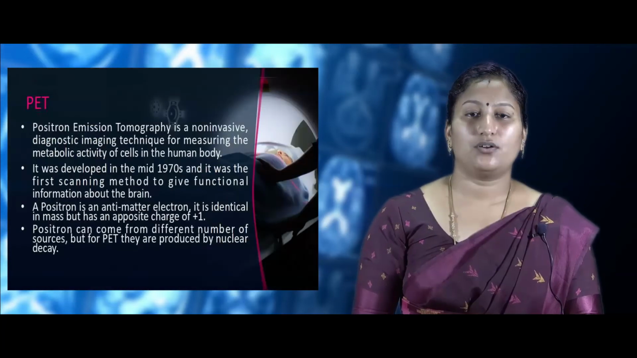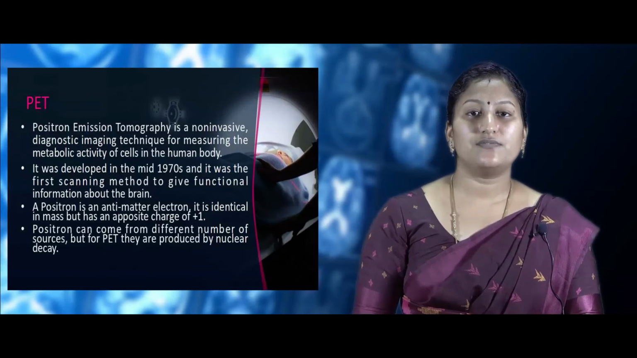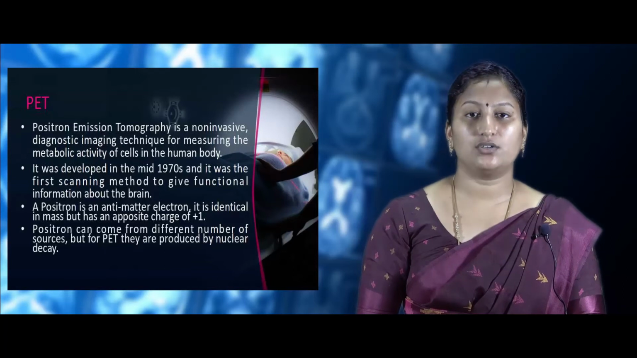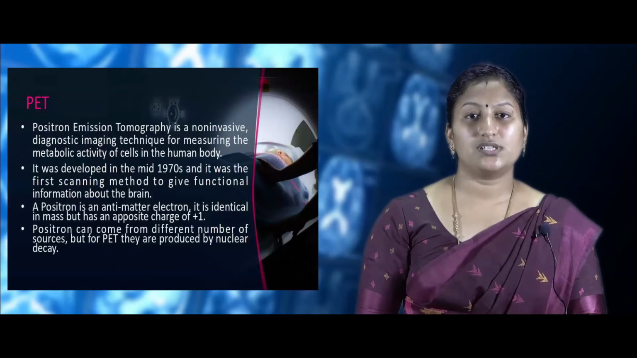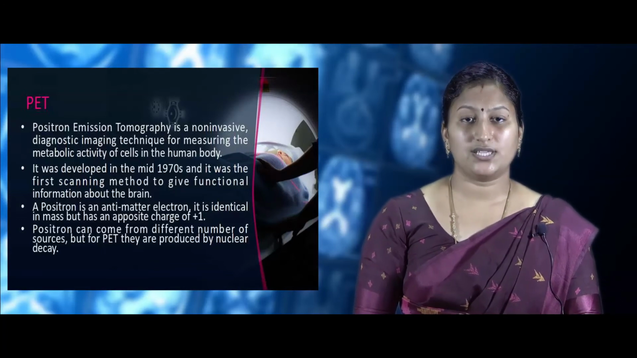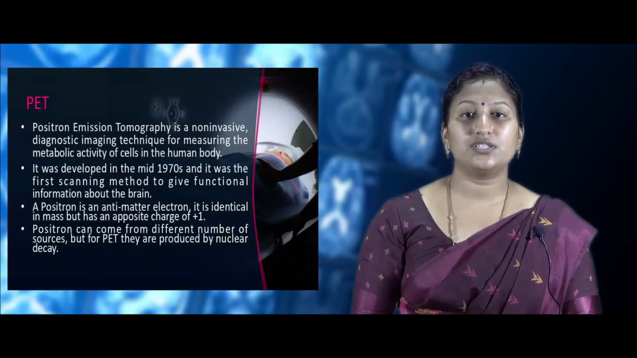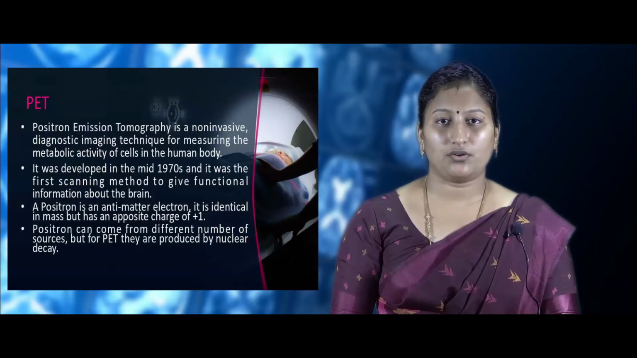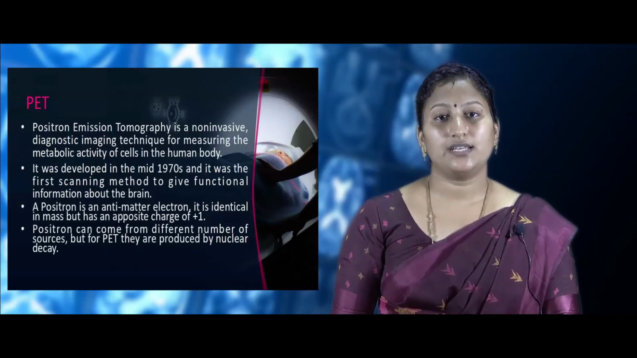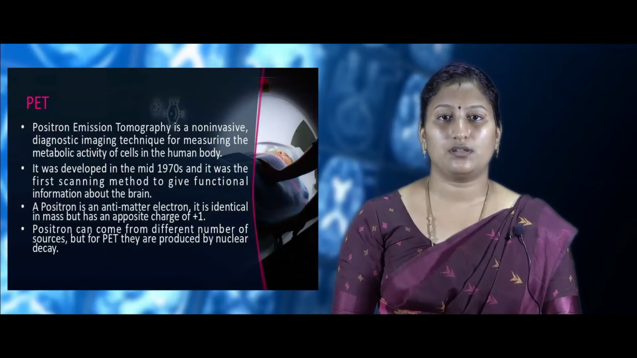actually works. PET or positron emission tomography is a non-invasive diagnostic imaging technique to provide information about the metabolic activity of cells in a human body. It was developed in the 1970s and it is the first scanning method to provide functional information about the brain. Positron is an antimatter electron and it is identical in mass but has a charge opposite of about +1.